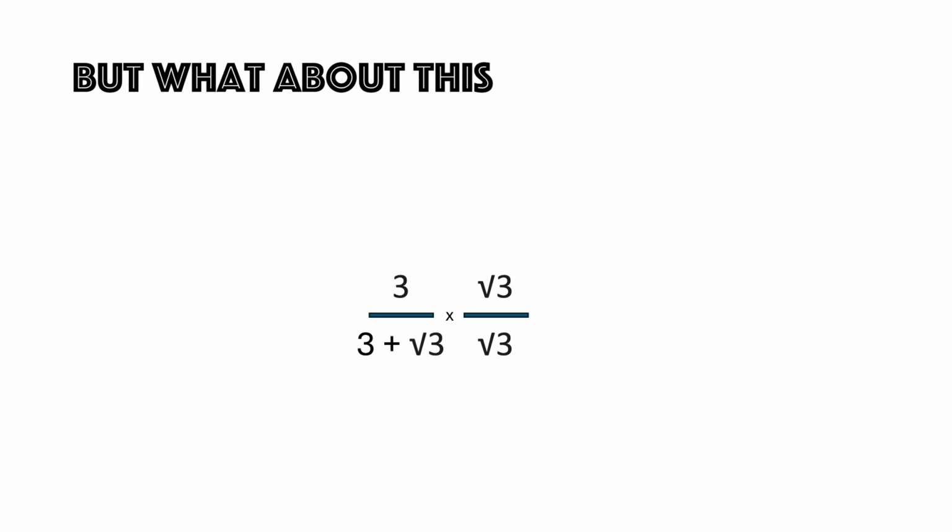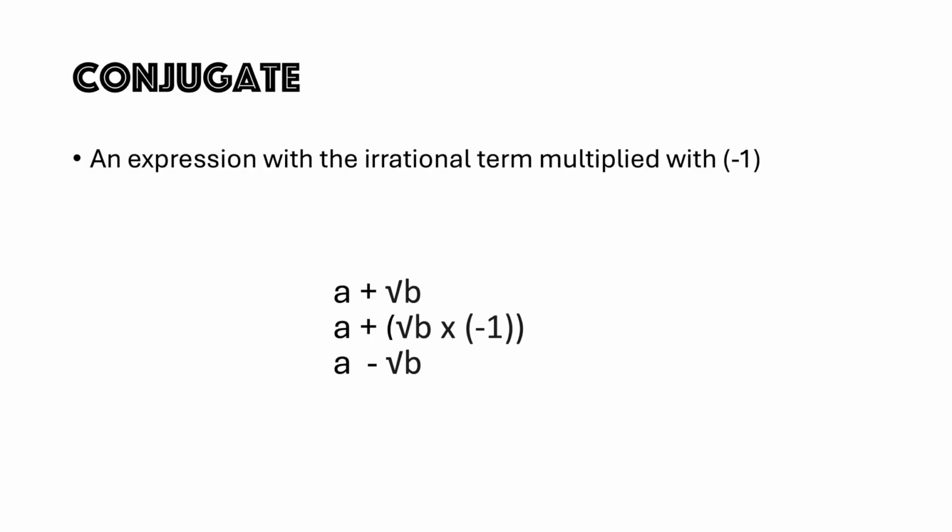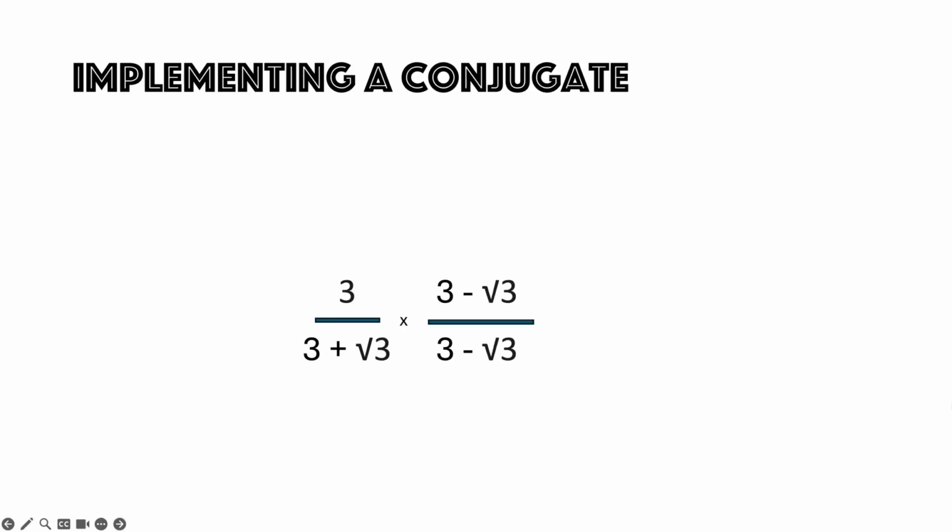Well, we can't just simply multiply root 3 because we won't be able to get rid of the irrational part, and that's what rationalization is all about. So here's where a conjugate comes in. A conjugate is an expression except with the irrational part multiplied with -1. Like here, a plus root b's conjugate is a minus root b. Now, you just need to multiply the conjugate with the numerator and the denominator, and you'll get something like this.